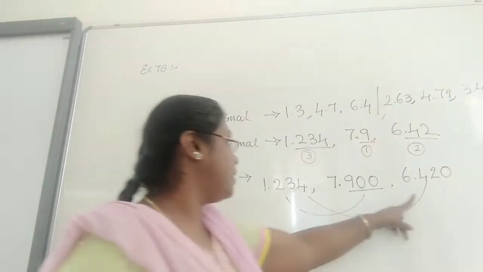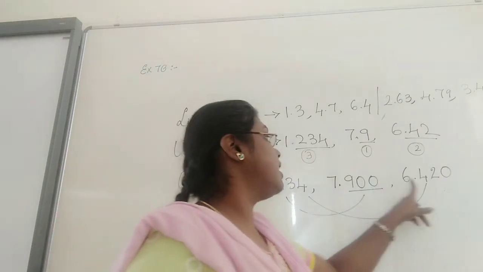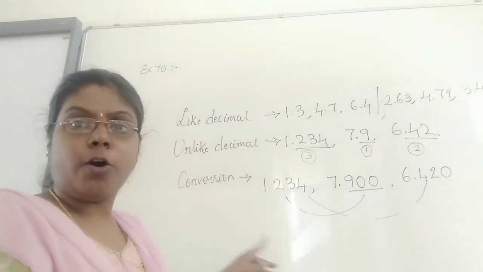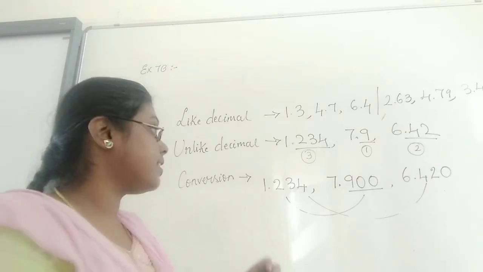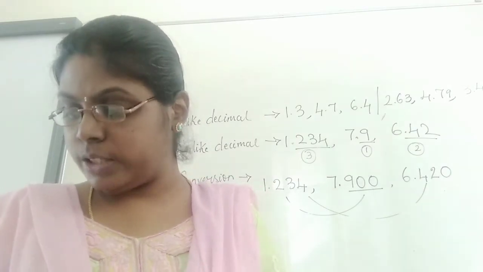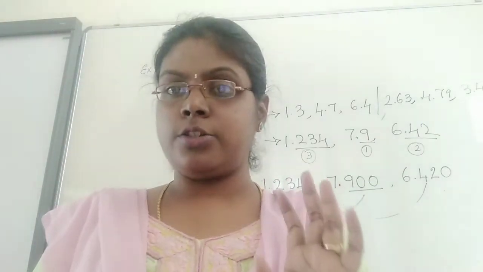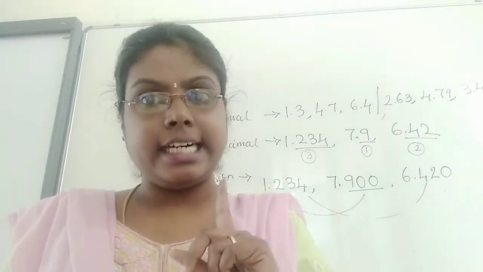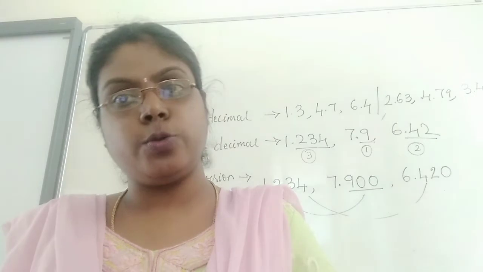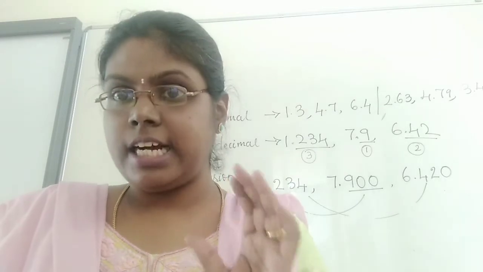If you see these numbers, after the point you have 3 digits. Here after the point you have 3 digits. After the point you have 3 digits. So all the numbers have 3 digits, and the unlike decimals are converted into like decimals. So this is one small example. In today's recorded video, we have learned what a like decimal is, what an unlike decimal is, and how to convert unlike decimals into like decimals. You just need to introduce zeros to the numbers which have fewer digits.